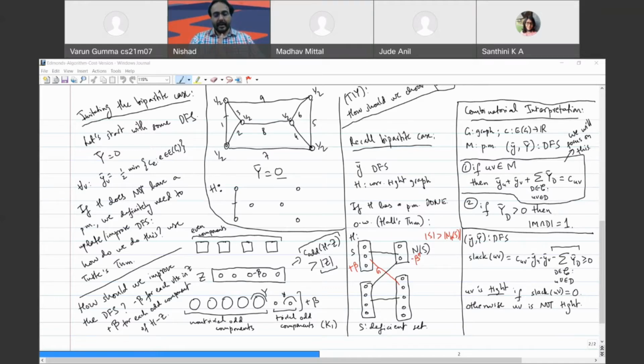In the bipartite case, we were looking at these red colored edges to update our dual feasible solution. So what do we do in the non-bipartite case? That is something I wanted you all to try. How should we choose the beta? Does anyone have any suggestions on how to choose the beta?